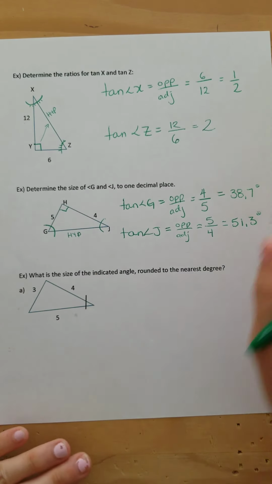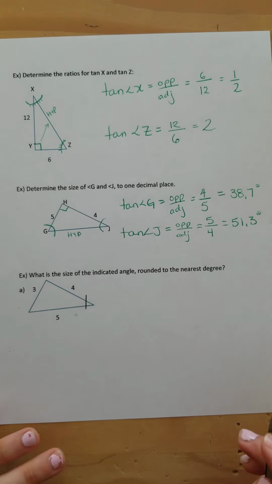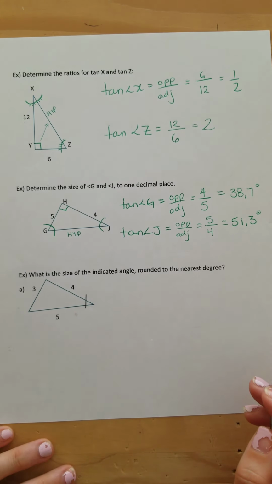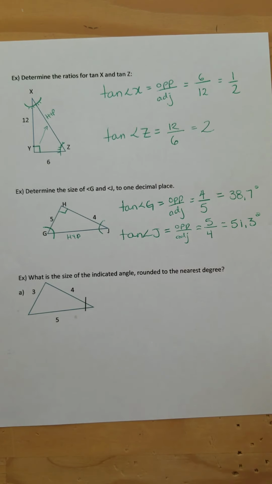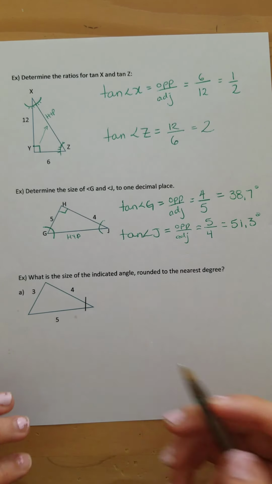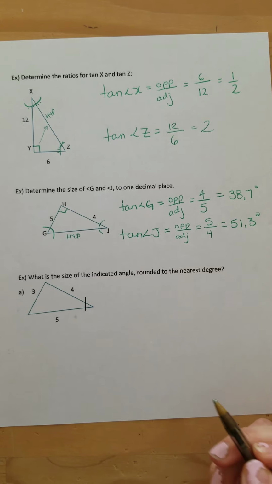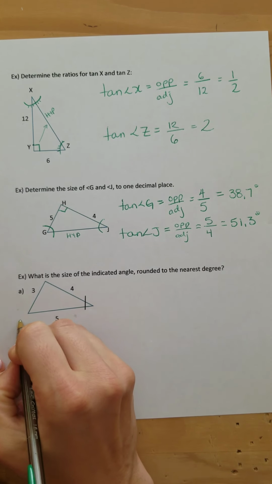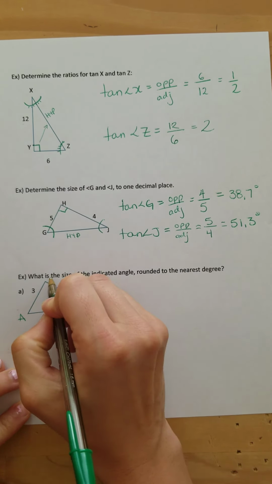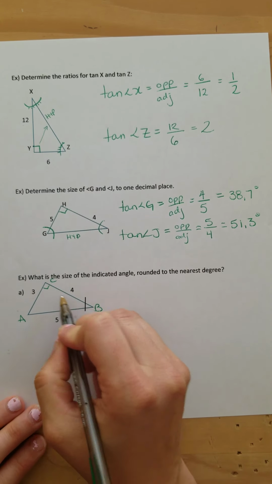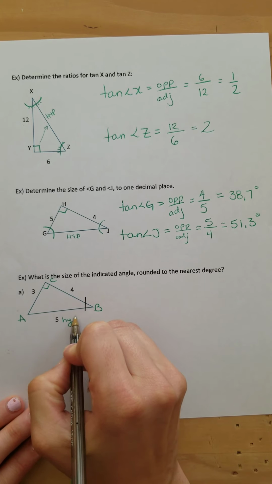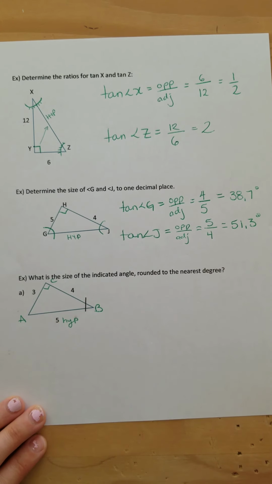Okay, all right, last question. What is the size of the indicated angle rounded to the nearest degree? I've indicated the angle here, I just haven't put letters in. You're allowed to choose any letters you want if there are no letters in. So I like ABC. This is my right angle right here. We know that this 5 is the hypotenuse because it's opposite the right angle.